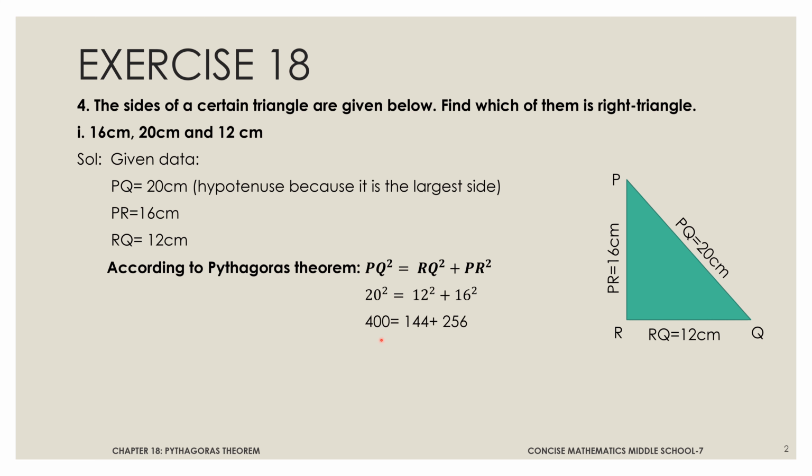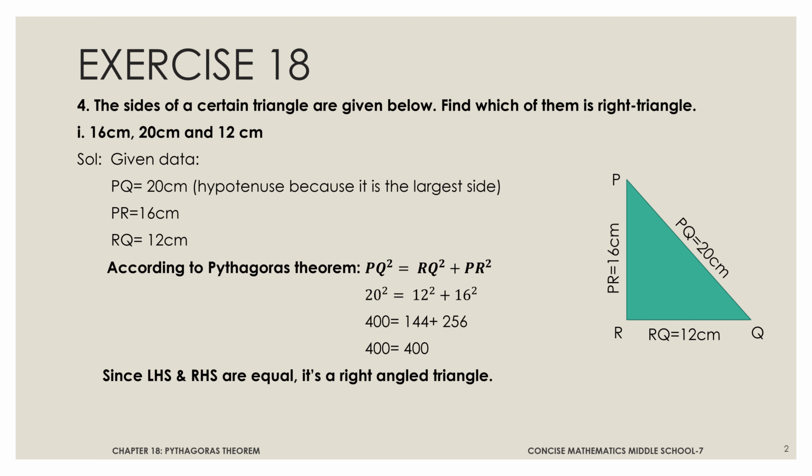So it will be 400. 12 into 12 will be 144. 16 into 16 will be 256. Now just add this 144 plus 256. Then you will get 400. See here, LHS part is equal to RHS part. That means this is a right angle triangle.